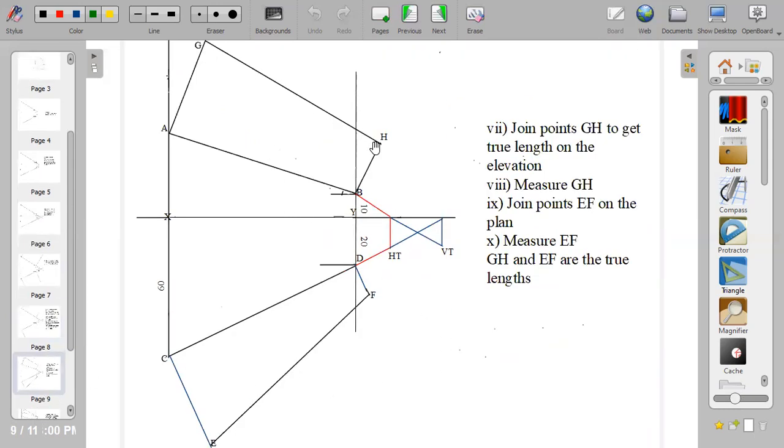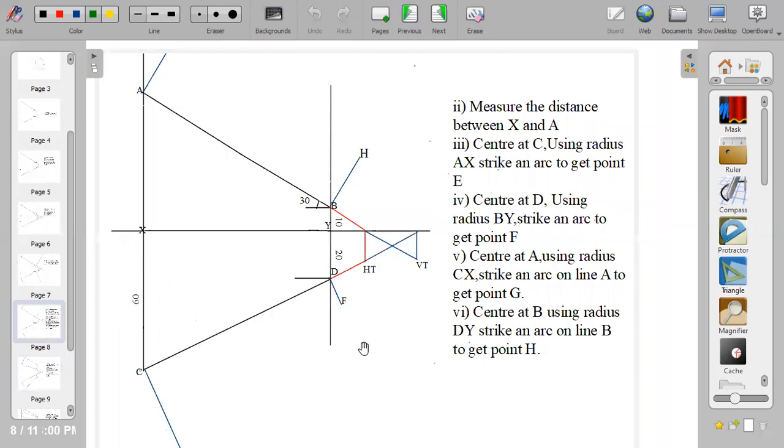Join GH together. How did we get GH? Remember that you are using radius CX, center at A to get point G. My drawing board is so small. To get point G, then when you want to get H, is the radius of DY. Radius of DY is 20. Center at B, strike an arc. Using that 20, you get point H.